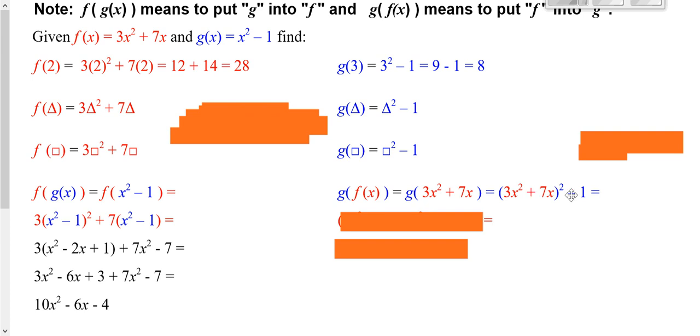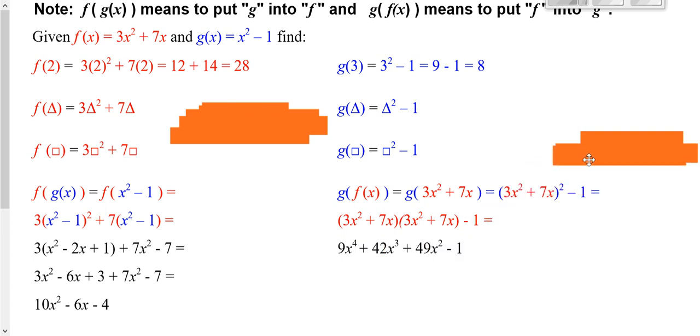So now, to work this out, we'd have to go ahead and square this, which would be 3x squared plus 7x times another 3x squared plus 7x. We'd have to go ahead and FOIL that out, then subtract 1 afterwards, collect our like terms, and we would get this.